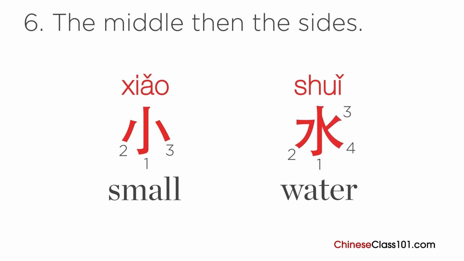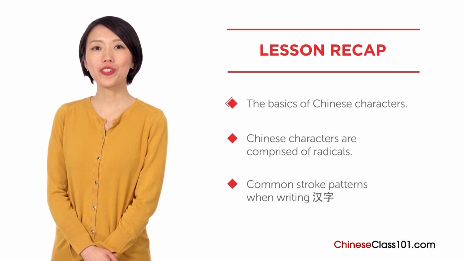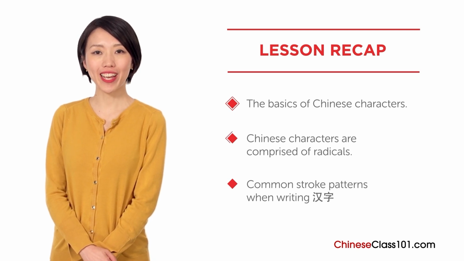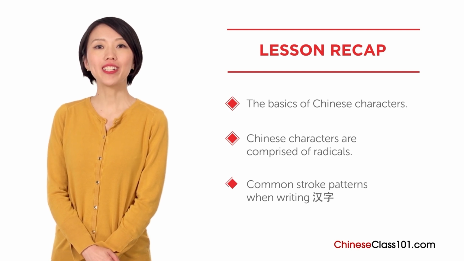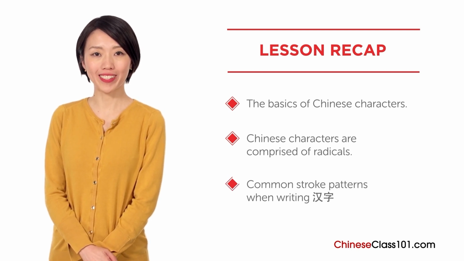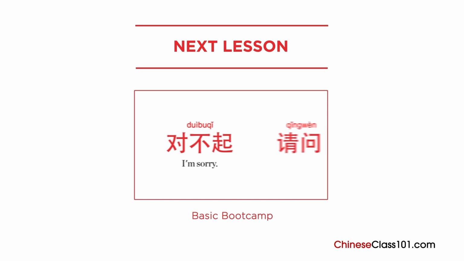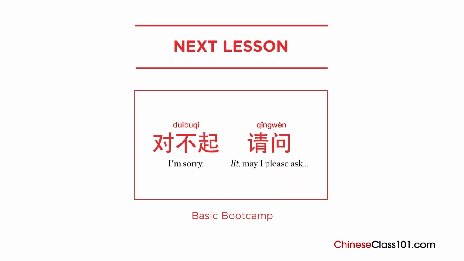Okay, let's wrap up this lesson by recapping what we've learned. In this lesson, we introduced you to the basics of Chinese characters. You also learned that Chinese characters are comprised of radicals. Finally, you learned some of the most common stroke patterns when writing Hanzi. In the next lesson, you'll be entering Chinese boot camp, where you'll learn useful beginner phrases to get you speaking Chinese right away. We'll see you in the next lesson. Bye!